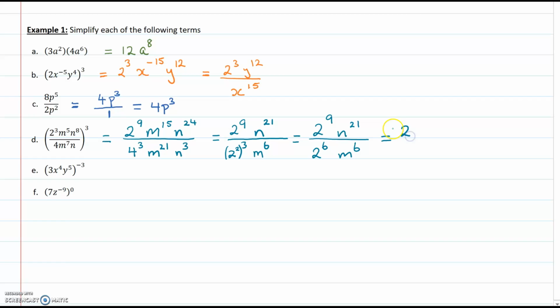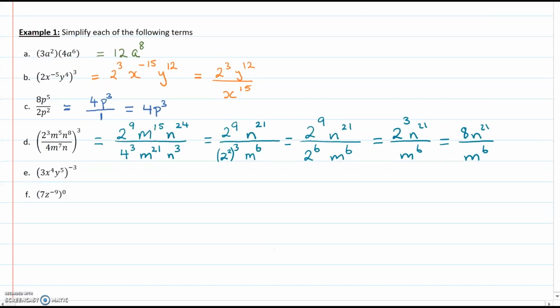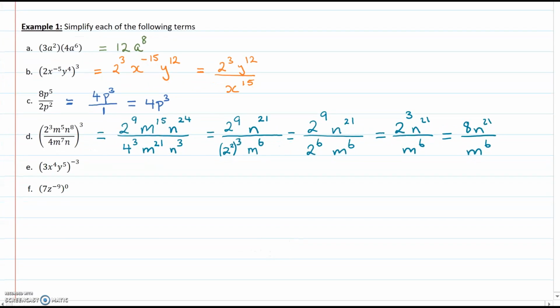If we subtract the powers, it's going to be cubed. So 2 cubed, n to the power of 21 over m to the power of 6. Now 2 cubed is 2 by 2 by 2, which is 8. So we can also write that as 8 n to the power of 21 over m to the power of 6. Okay, so that one took a little bit of time to work out. The 2 is the number part of it, which is what probably most of us like to deal with, or think we like to deal with. That's what causes the problem here in this one.